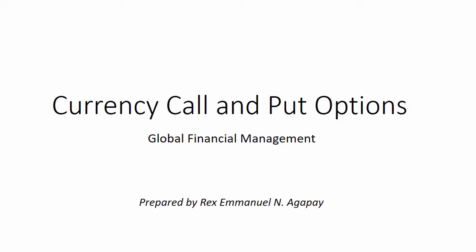Good day, class. Today's lesson will be about call and put options. Call and put options are forms of derivatives like future contracts. Derivatives are agreements that have value based on an asset. The value of the derivative is based on the fluctuating price of an asset.